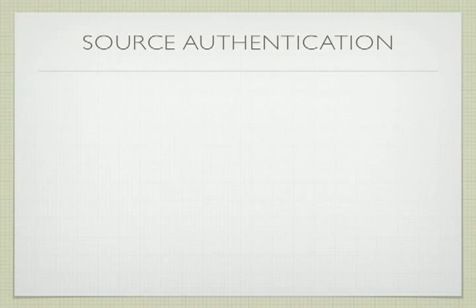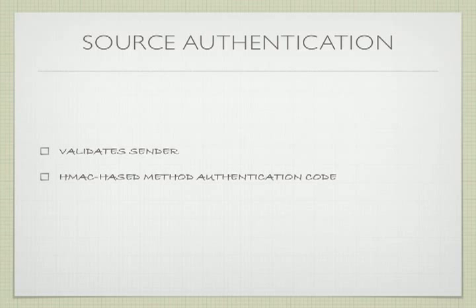Okay, moving on to the third concern. We want to make sure that the data we're receiving is from the source we expect it to be from, and not from a bogus source trying to insert data into our network. Source authentication. This is going to validate the sender of the information to make sure it is the other node in our network. We are using HMAC, hashed method authentication code, which is the method that IPSEC uses for this.